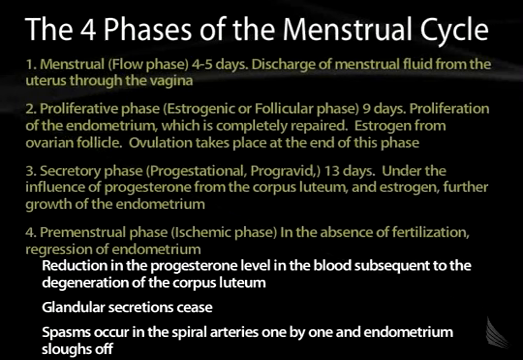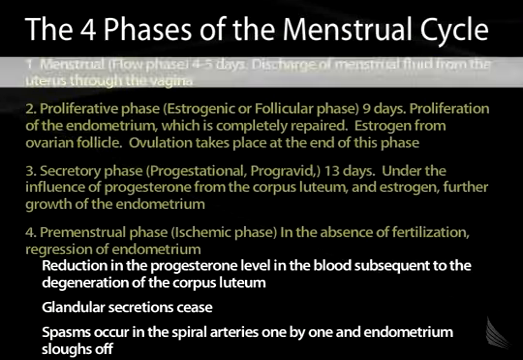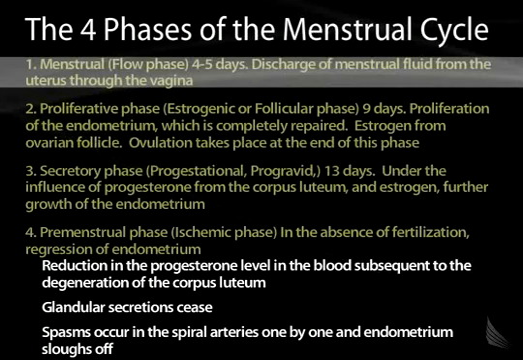Let's break into the 4 phases of the menstrual cycle. The menstrual cycle will start with the menstrual or the flow phase, which is the 4 or 5 days of discharge that occur from the vaginal canal, and when the uterus sloughs off through the hydrodissection that occurs when the spiral arteries start to break away.